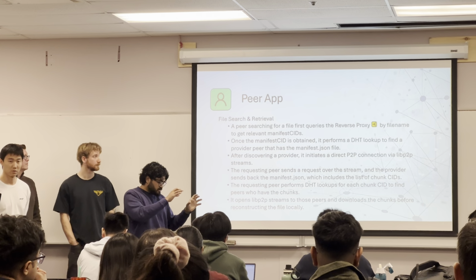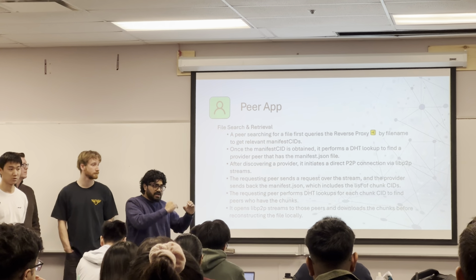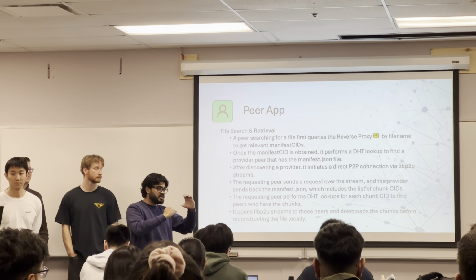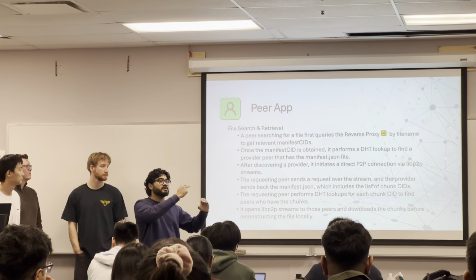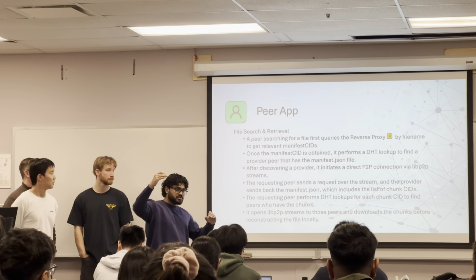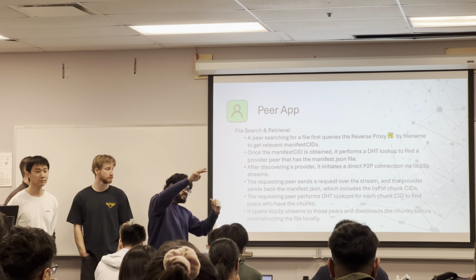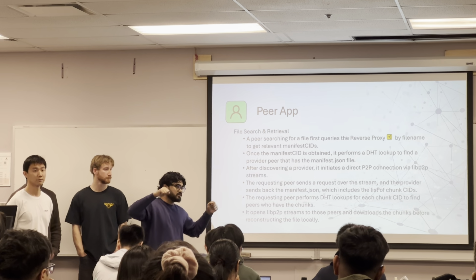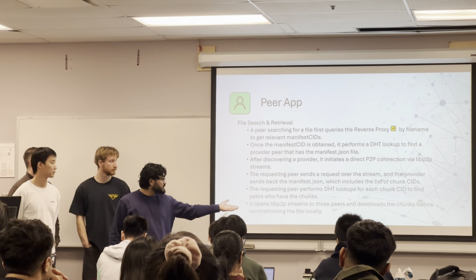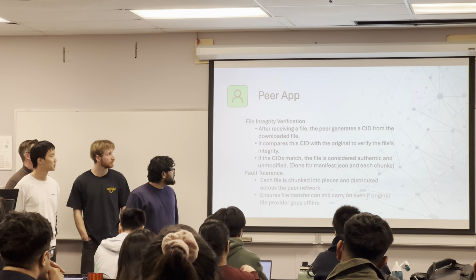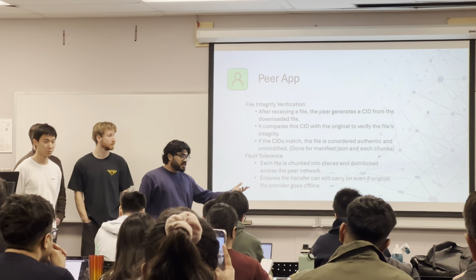Once the manifest.json file has been downloaded, it opens it up and looks at the chunk CIDs stored in it, and does the same process over again for each of these chunks to retrieve all the chunks from different peers. It connects to these peers through P2P streams and downloads all the chunks before it assembles the file locally. Next. Now, is the file a virus?